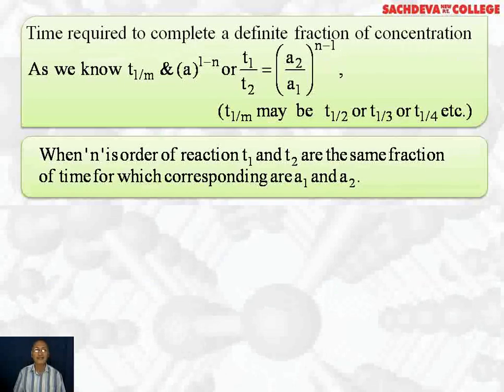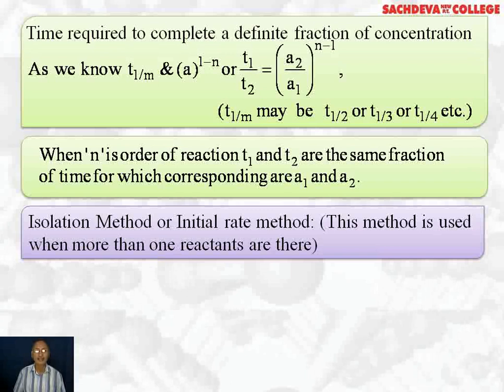Now the time required to complete a definite fraction of concentration will be T1 by m. 1 by m may be T half, T1 by 3, T1 by 4, T 99%, T 90%, T 60%, etc. T1 over T2 will be equal to A2 over A1 raised to the power n minus 1, where n is the order of reaction. T1 and T2 are the same fraction of time for which corresponding concentrations are A1 and A2.